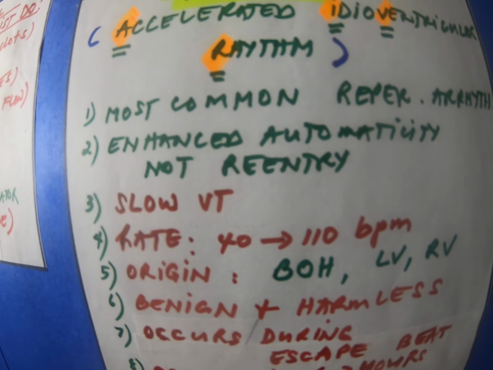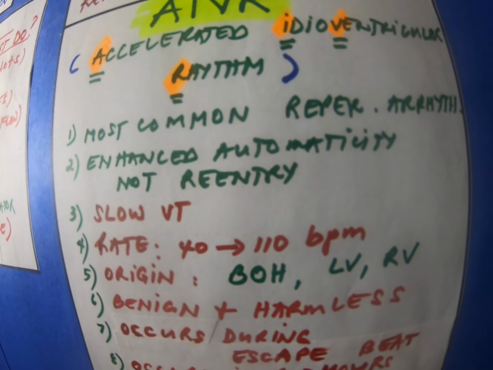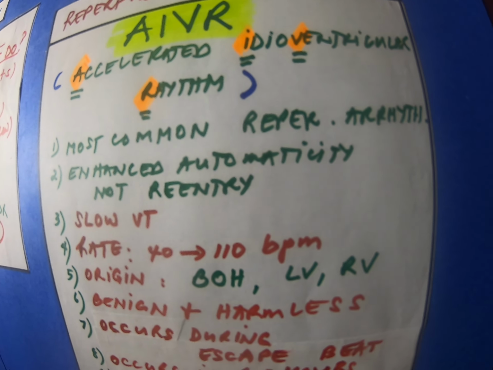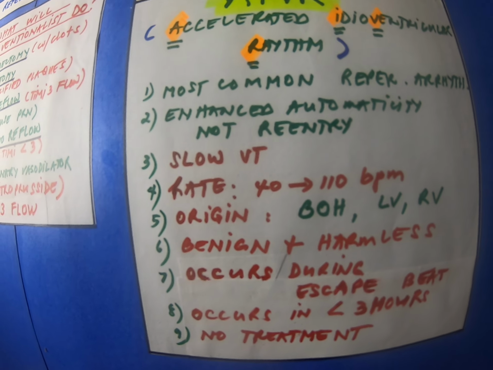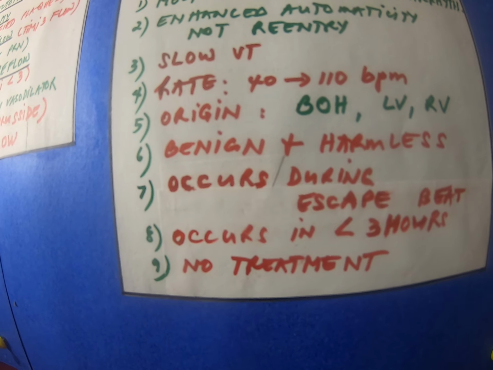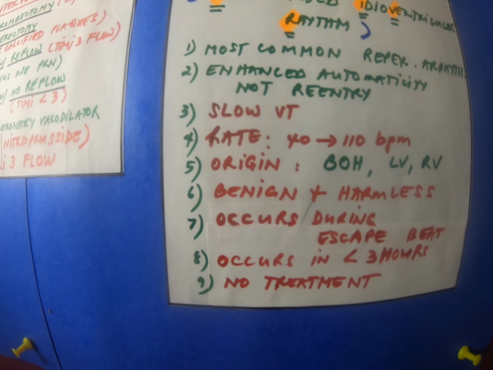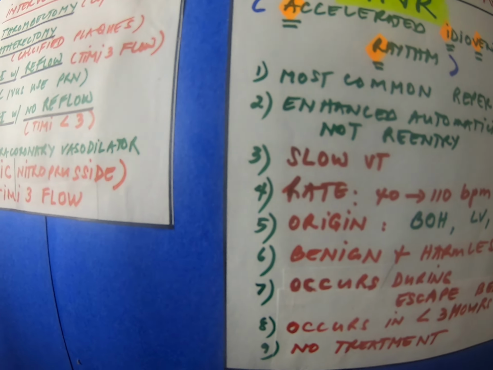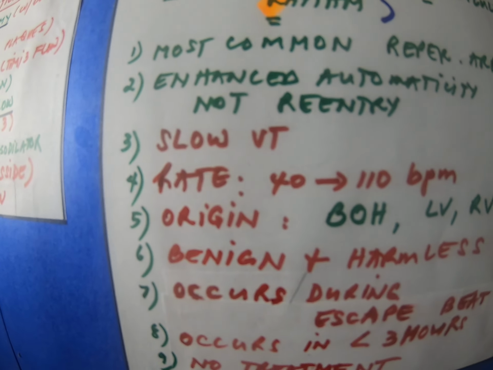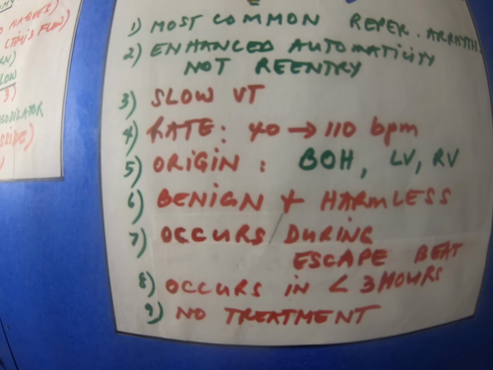The rate is 40 to 110 beats per minute. And the origin so far is coming from the bundle of His to Purkinje, or from the left ventricle to the right ventricle. Okay, so it is benign and it is harmless, and we don't treat this one. So there's no treatment, okay? AIVR occurs after the escape beat, I should say, or escape rhythm. And it also occurs in less than 3 hours.